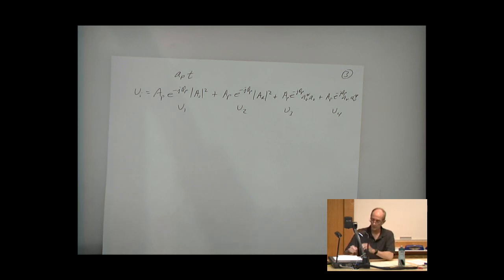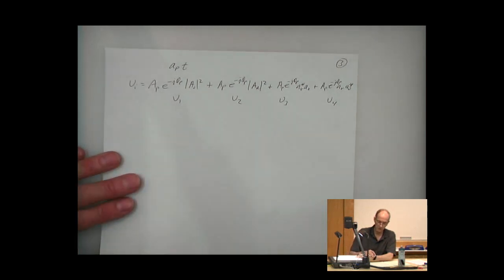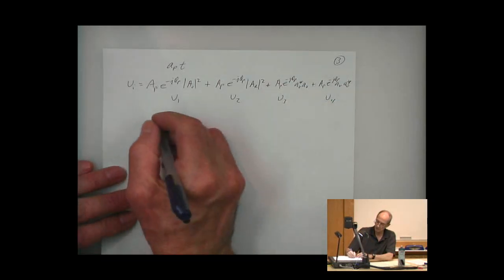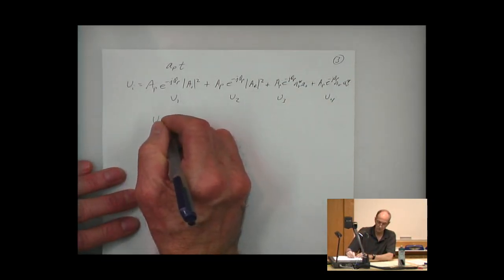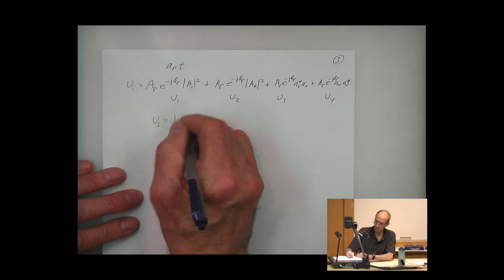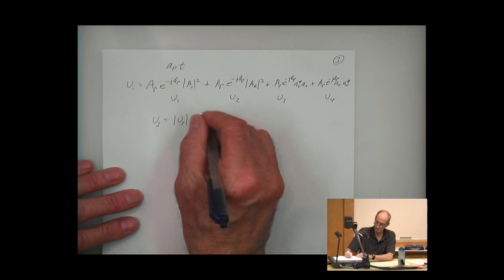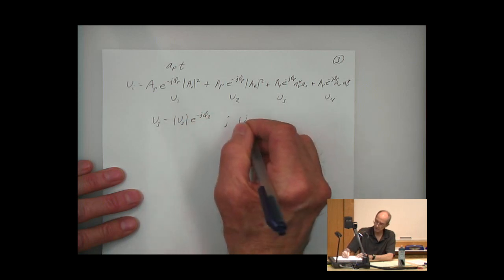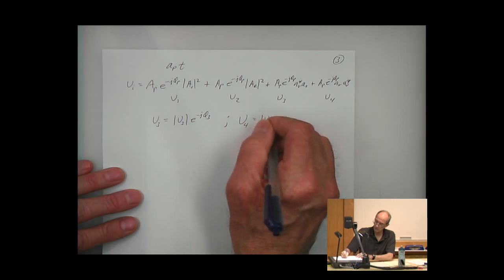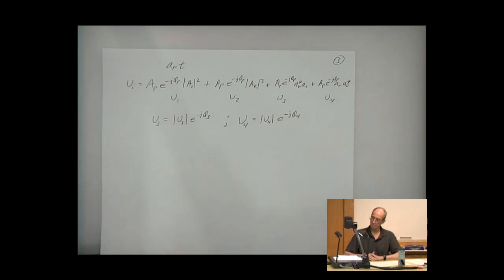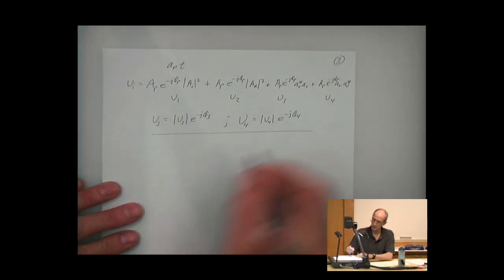So if we combine all of these terms, we could say that we have a U3, which is equal to the magnitude of U3 times e to the minus j phi 3, and we also have a U4, magnitude e to the minus j phi 4. Again, these are the 2 terms of interest.